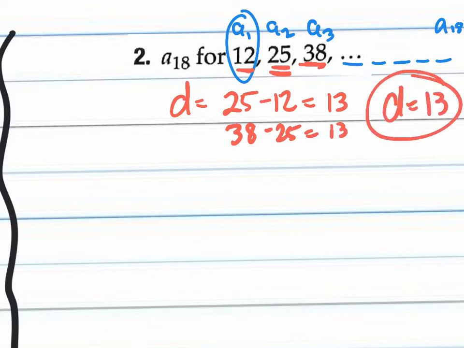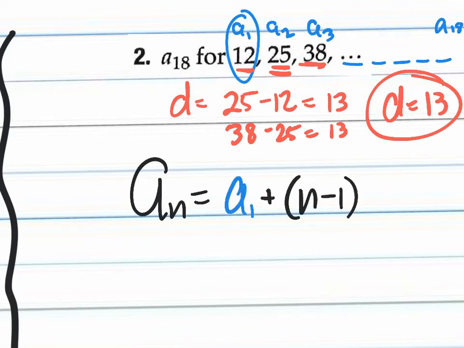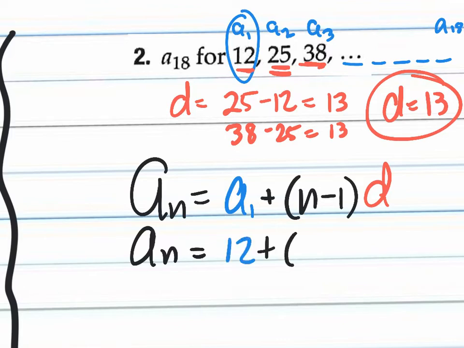Keep that in mind. So when you're writing an a sub nth rule, you need 2 things. You need that a sub 1, and then you have a plus sign, n minus 1, and you also need that common difference d, which we have. All right. So what do we have here? We have a sub n equals a sub 1, which is 12, plus n minus 1 times that common difference, 13. So this is an a sub nth rule.